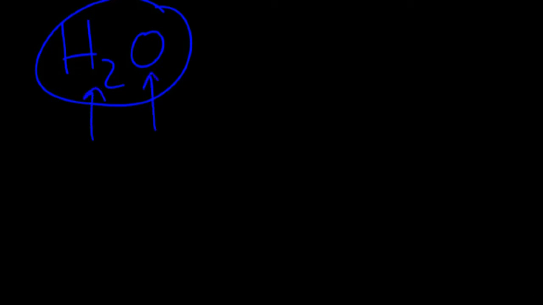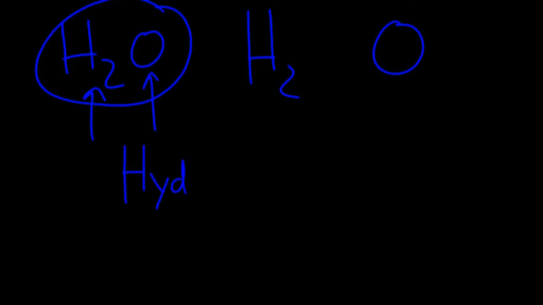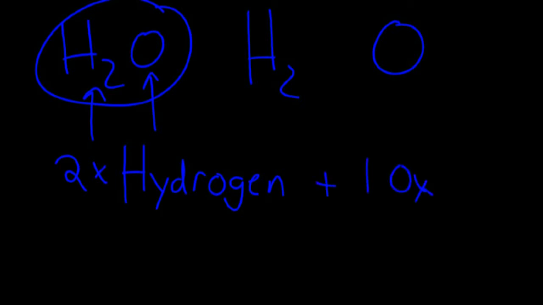It has two parts. There are the H2 and the O parts. The H2 stands for two hydrogen atoms. Hydrogen is an atom on the periodic table, and there are two of them. Two hydrogen atoms plus one oxygen atom. Every single molecule of water is made up of two hydrogen and one oxygen.